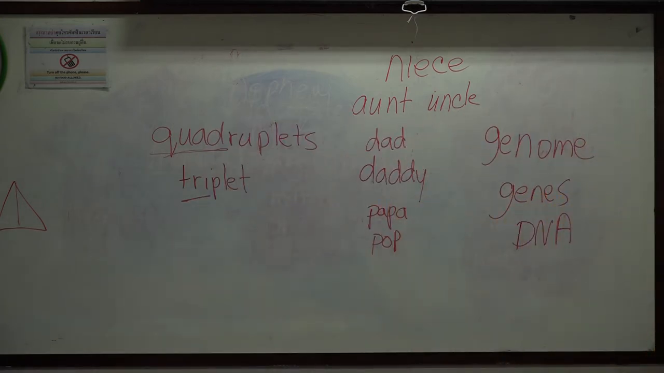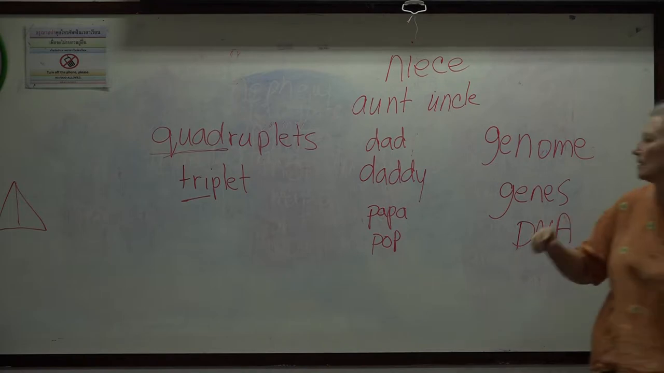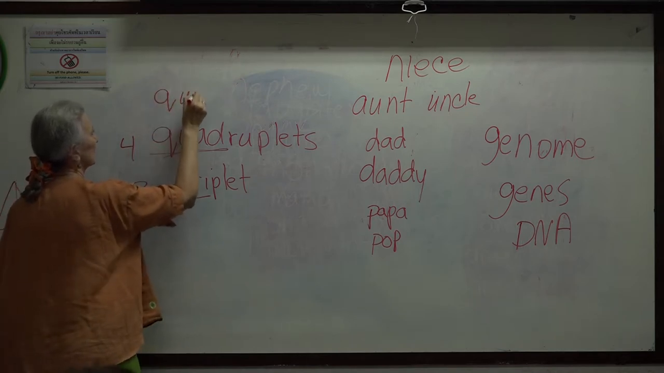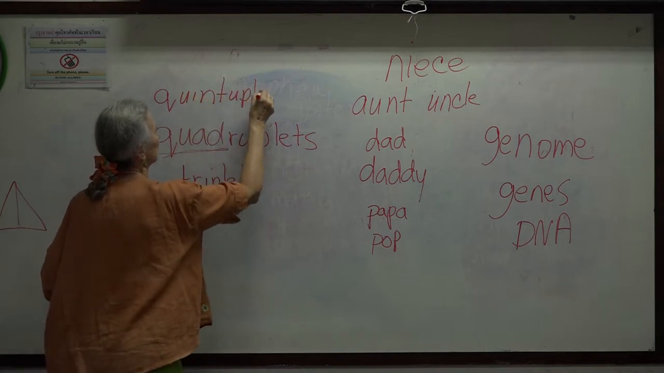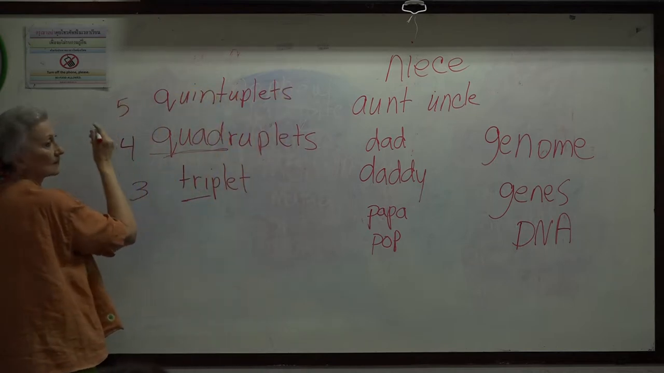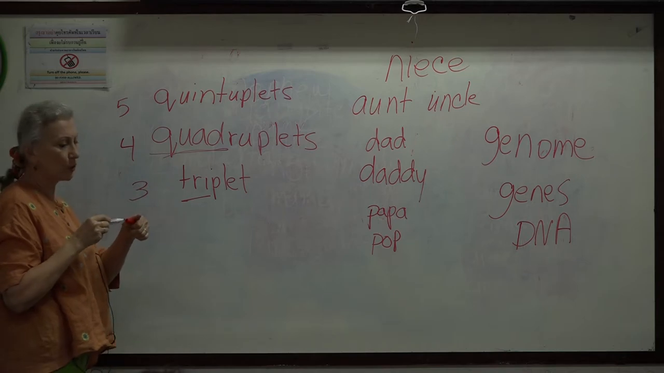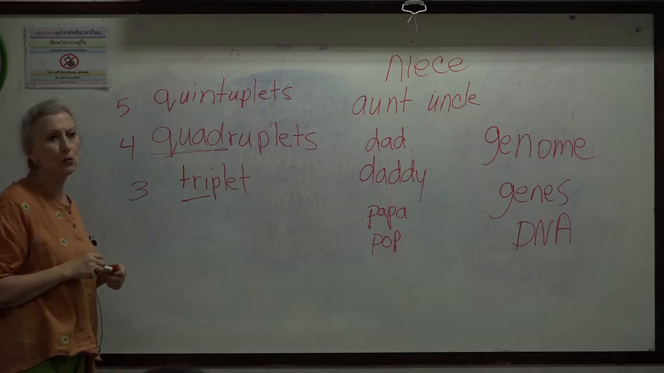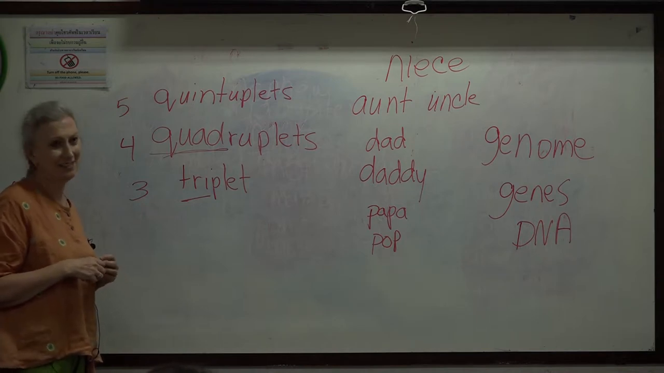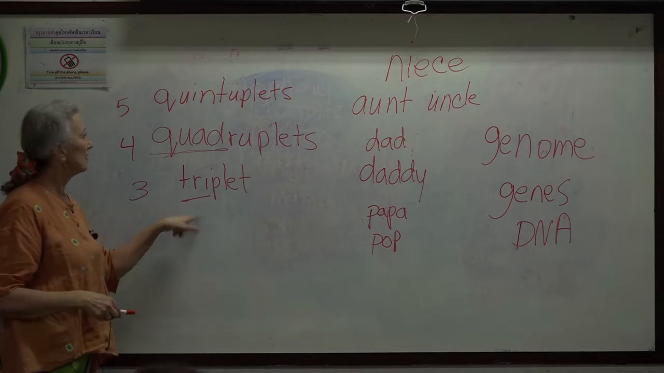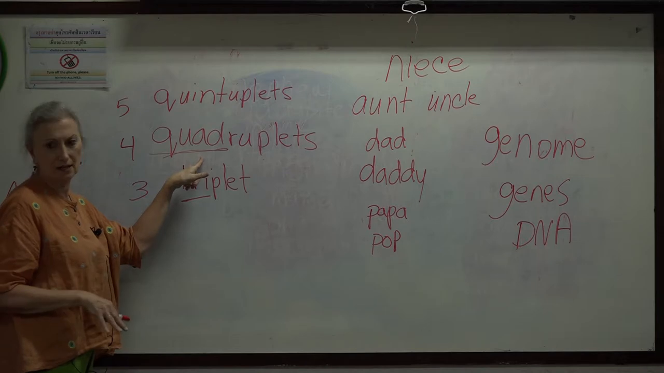Five, that was the one I got wrong. Quin. Five is quin. Quadruplet. And just like you can say triple, meaning three times, you can say quadruple, meaning four times.